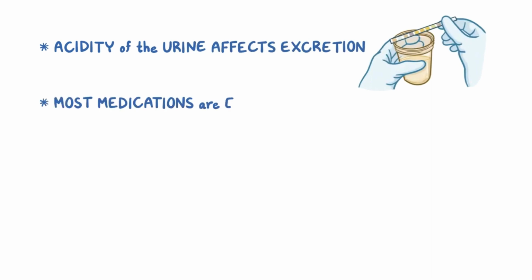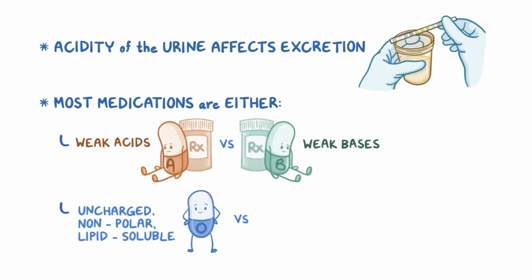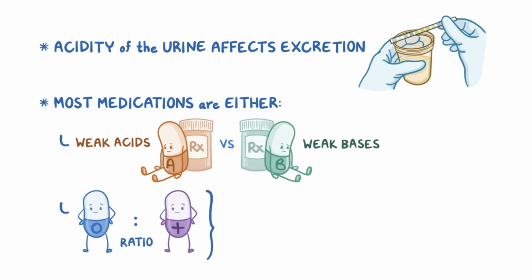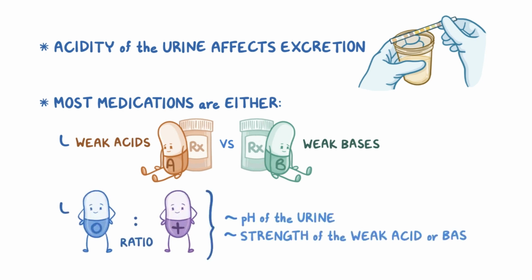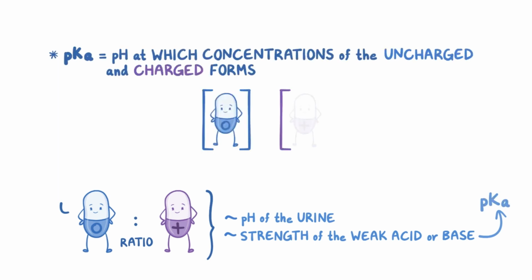Most medications are either weak acids or weak bases, and they can exist in both an uncharged, nonpolar lipid-soluble form as well as a charged, polar, water-soluble form. The ratio between the two forms is determined by the pH of the urine and by the strength of the weak acid or base, which is mainly shown by the ionization constant pKa. The pKa is the pH at which concentrations of the uncharged and charged forms equal each other.